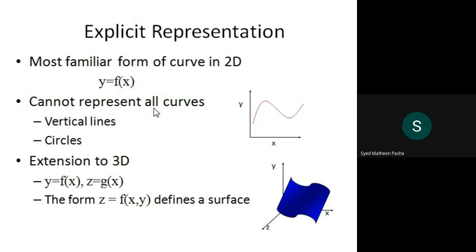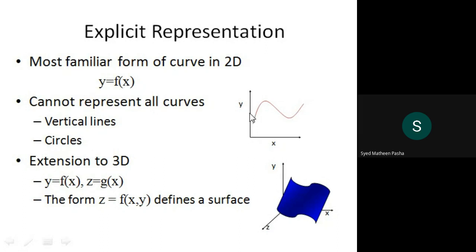As I told, explicit as well as implicit representations are related to curves as well as surfaces. So we'll start with the explicit representation of curves. As we all know, if you want to represent a two-dimensional curve, you write y is equal to f of x. That is, you are defining a function of x which is assigned to y.